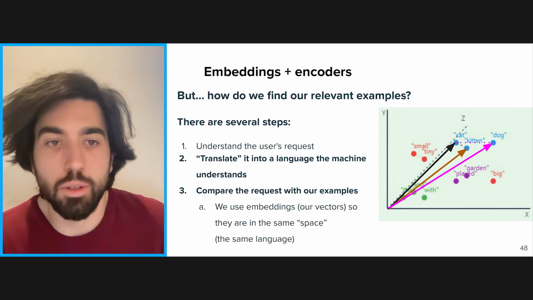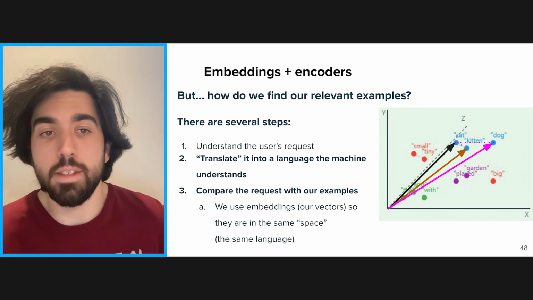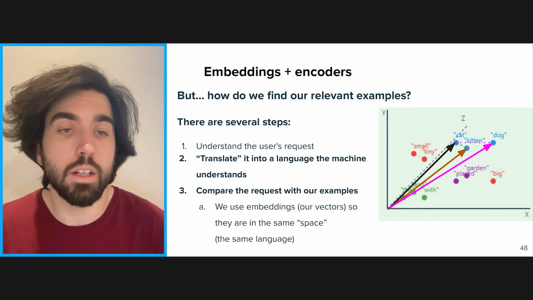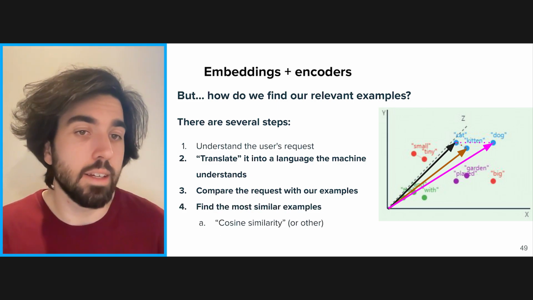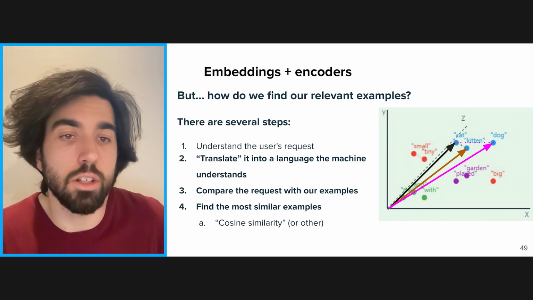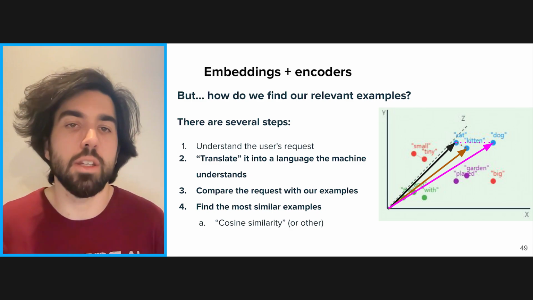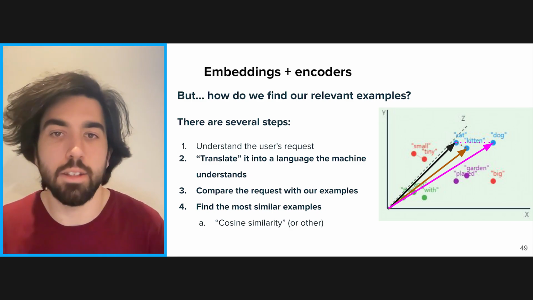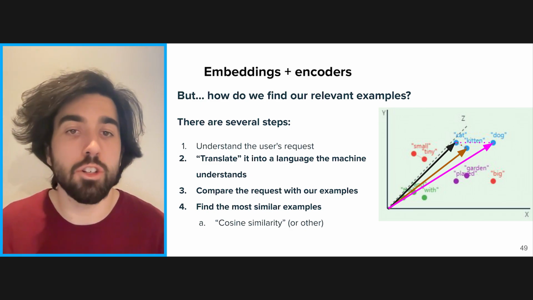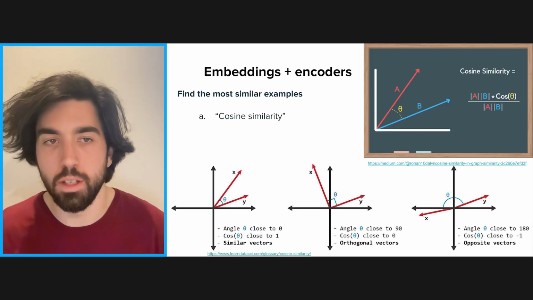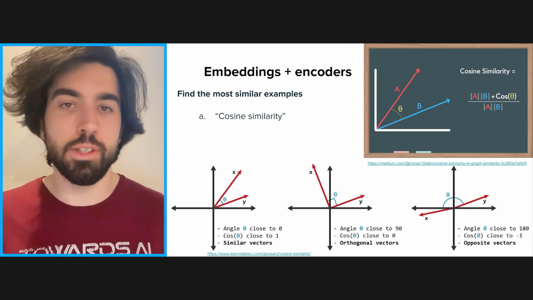We use embeddings, our vectors, because they are in the same space, the same language the model understands, and so the model can compare them. Then we find the most similar examples with calculations like the cosine similarity. If we get back to these arrows representing cat, kitten and dog, it just measures the difference between them, the distance, which in simple terms is the angle between the two vectors. So the cosine similarity measures exactly that.